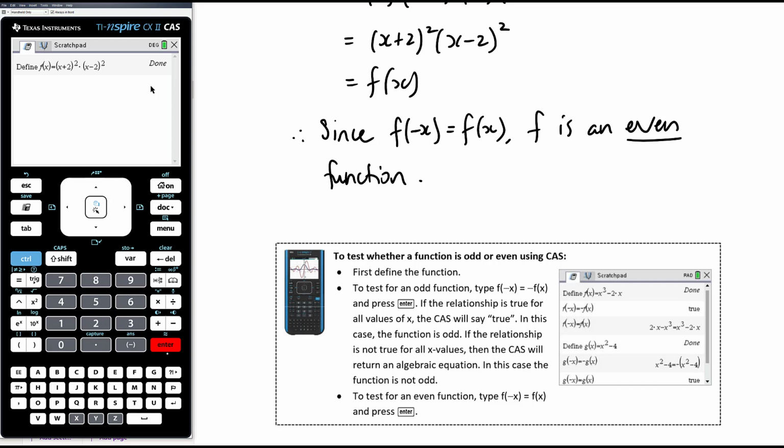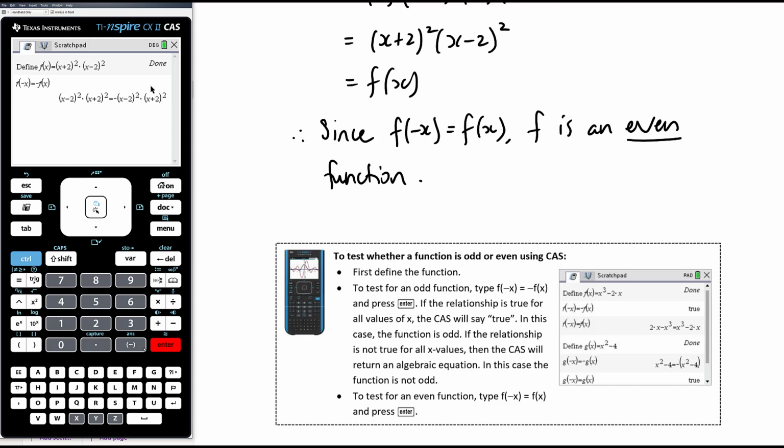If I want to test whether it's an odd function, I would just type f of negative x equals negative f of x, and it just gives me an expression. It's just made those two things equal. So it means that that's not always true. It might be true sometimes. For some x values, that relationship might be true, but it's not true all the time. Okay, I would have to solve this equation to find what x values that's true for.